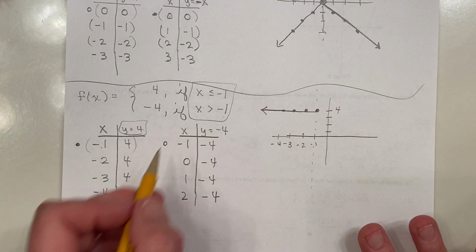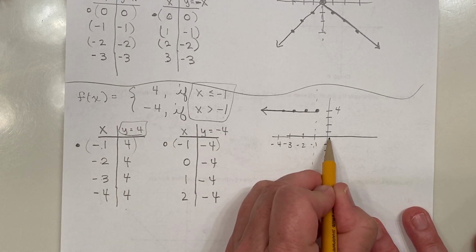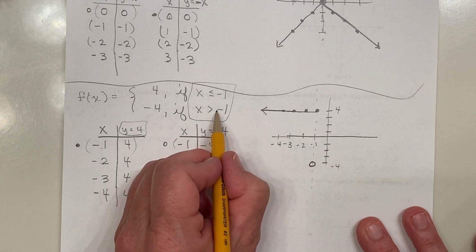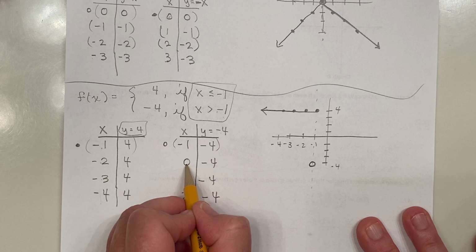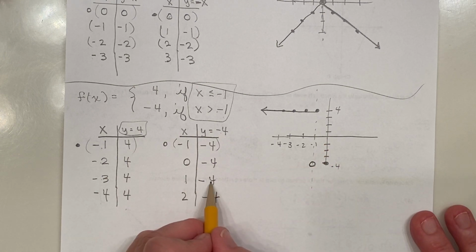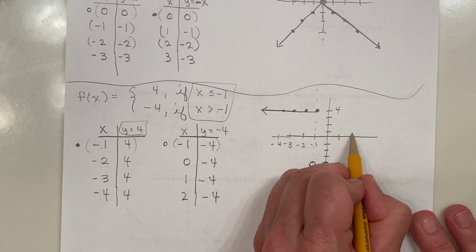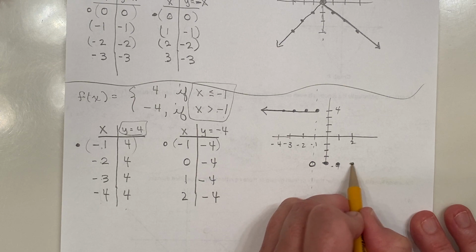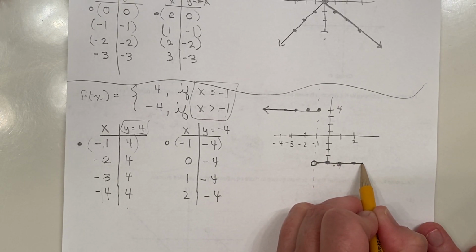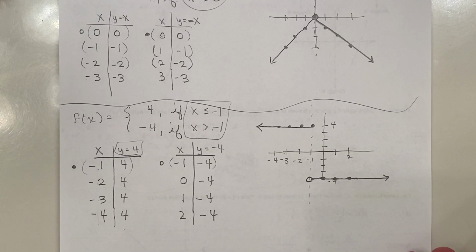Now let's plot these points. Negative 1, negative 4. So negative 1, negative 4. Open circle, because we don't include the negative 1 here. 0, here's 0, x is 0, negative 4. And then 1, negative 4. Here's 1, here's negative 4. Then 2, negative 4. And it goes on and on and on. So I'm going to come back here and I'm going to start connecting all these ordered pairs. They're going to line up horizontally. I'm going to extend a little bit with an arrow.